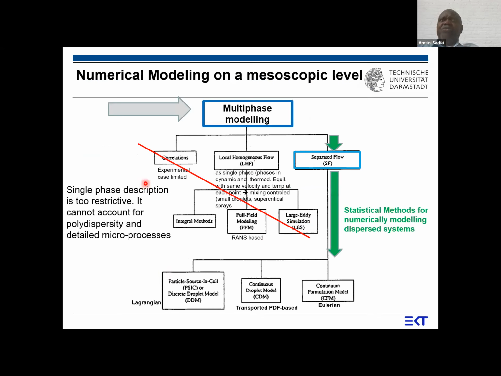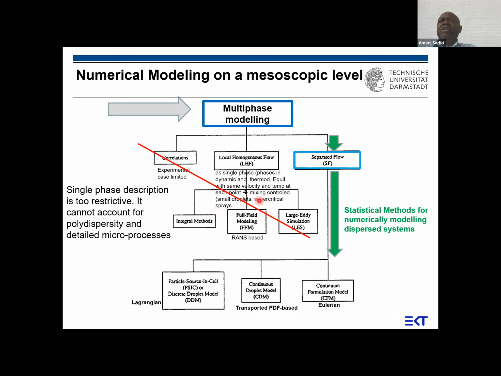So this means if we solve this equation, we have to go to the so-called separated flow view. This is the statistical method for numerical modeling of dispersed systems, and it is not recommendable to consider that we can describe the multiphase system by assuming a single-phase description.